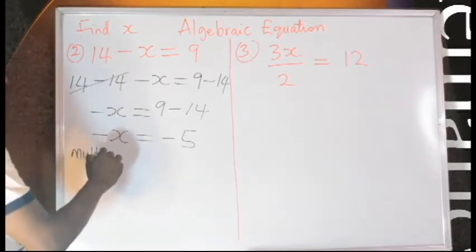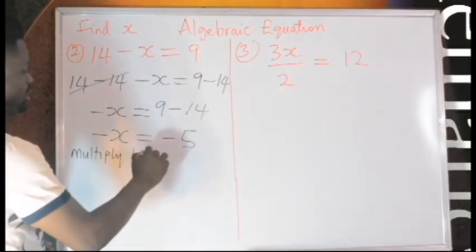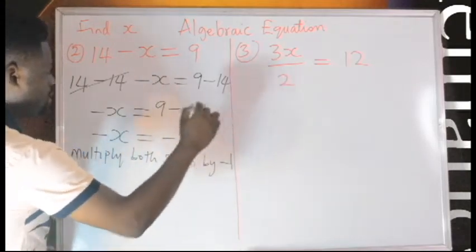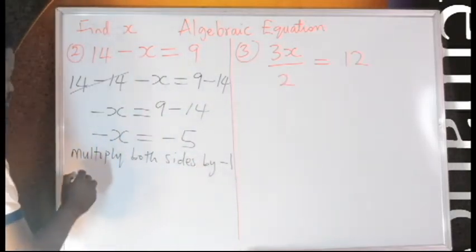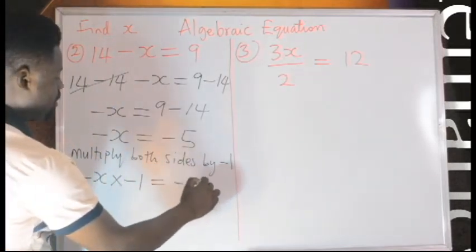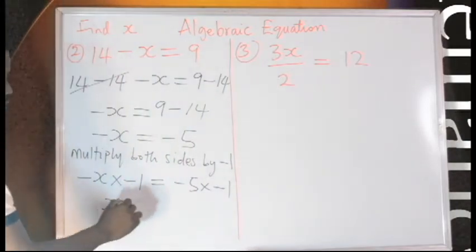Multiply both sides by minus 1. So we have minus x times minus 1 equals minus 5 times minus 1. x equals 5.